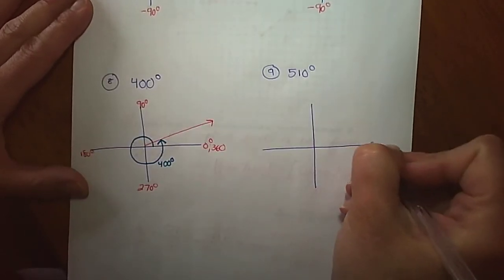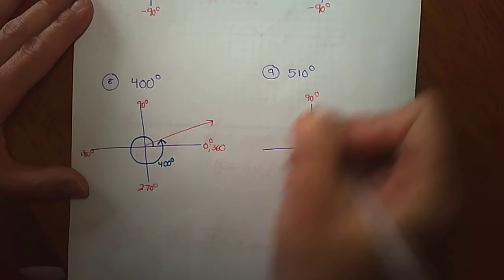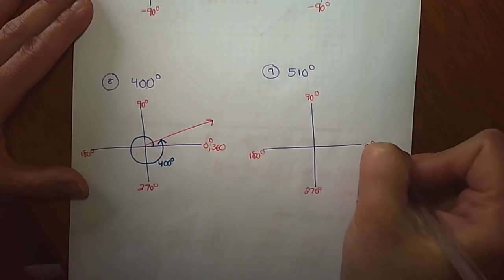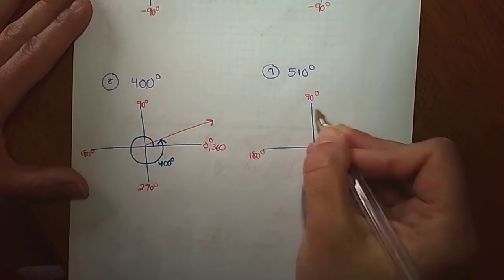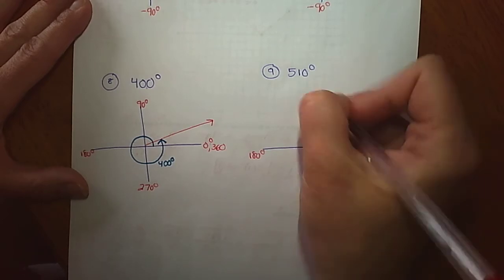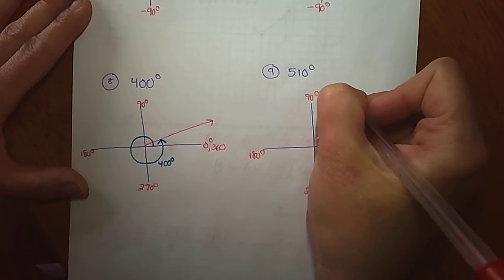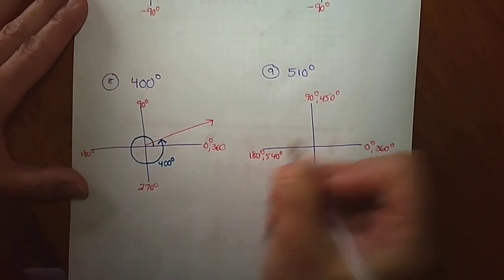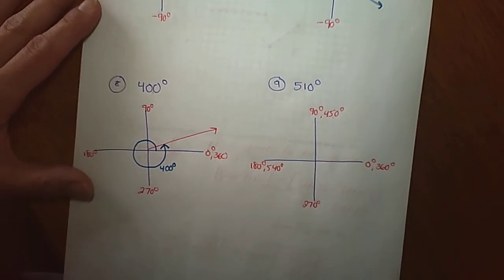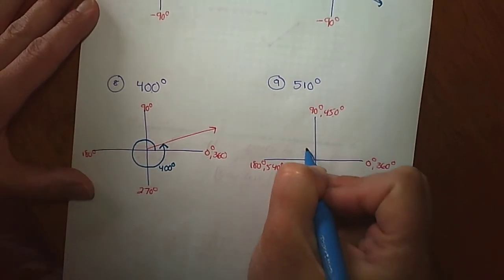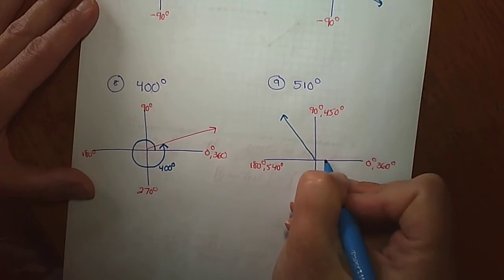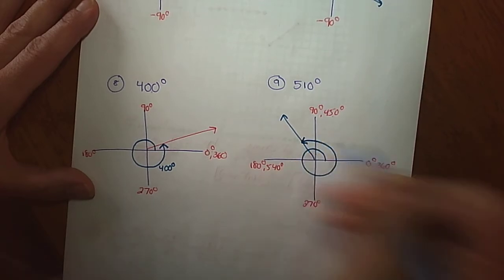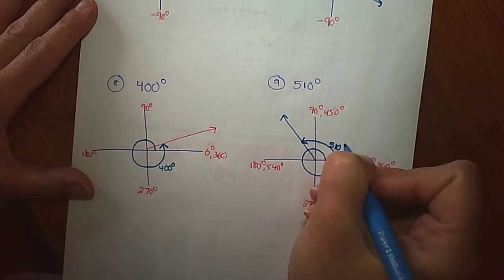This is 0, 90, 180, 270, 360. Now if you add 90 onto 360, that's 450. Right? If I add 90 onto this, it'd be 540. Right? So 510 would be somewhere in here. So that means I went all the way around. So you want to show how you went all the way around and you went to there. So that's 510.